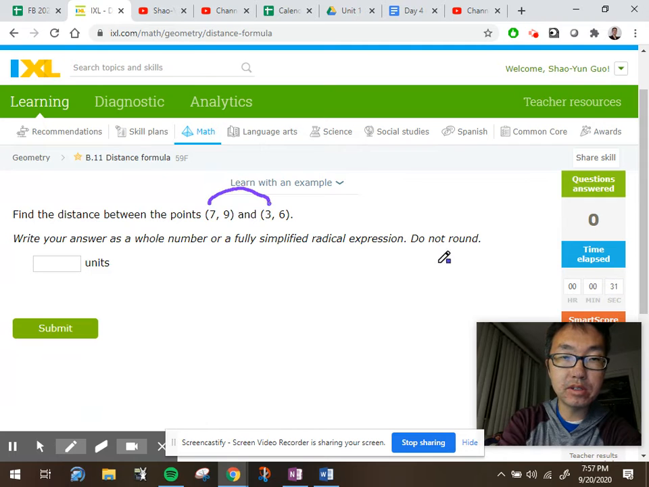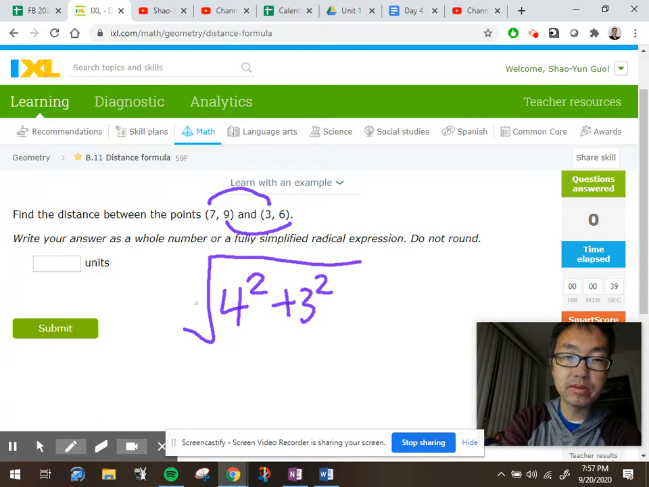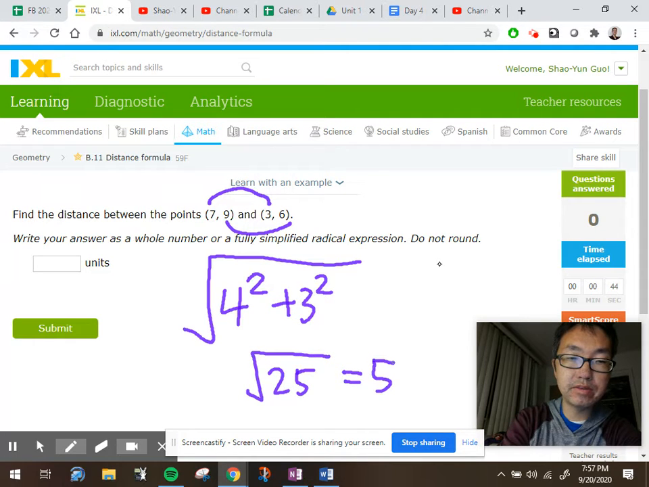Subtract the two numbers. You get 4. Square it. Subtract the two numbers. You get 3. Square it. And then take the square root. So the answer is 5.